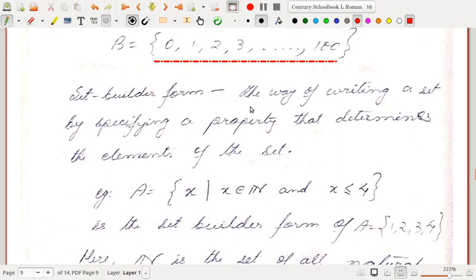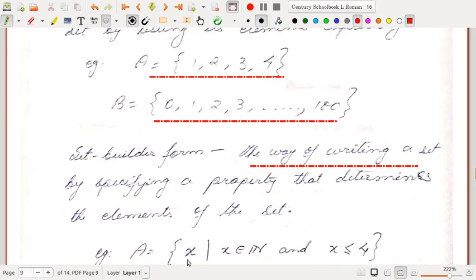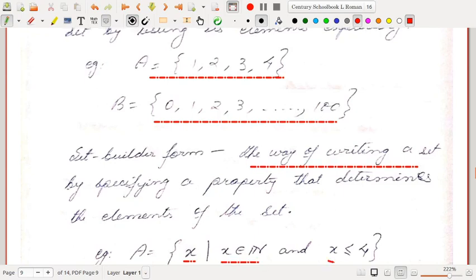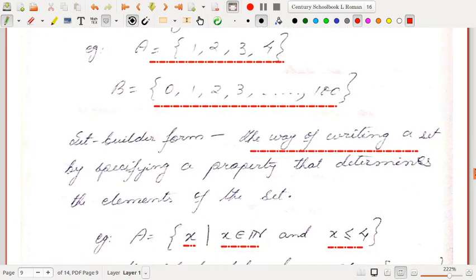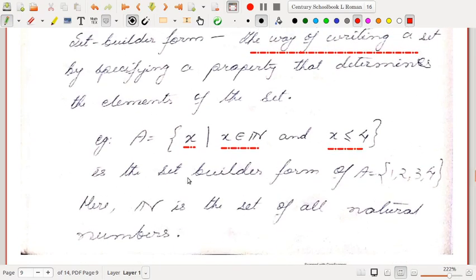Set builder form is the way of writing a set by specifying a property that determines the elements of the set. Say the set that we had written earlier, A equal to {1, 2, 3, 4}. The same set can be written in this way: it is the collection of all those x where x is a natural number and x is less than or equal to 4. We know what the natural numbers are. This is the set builder form of A equal to {1, 2, 3, 4}. So here what is N? N is the set of natural numbers, that is counting numbers 1, 2, 3, 4, 5, 6, the list goes on.